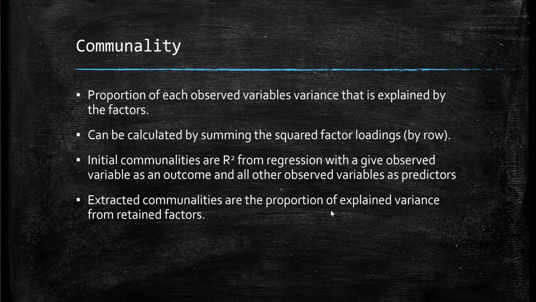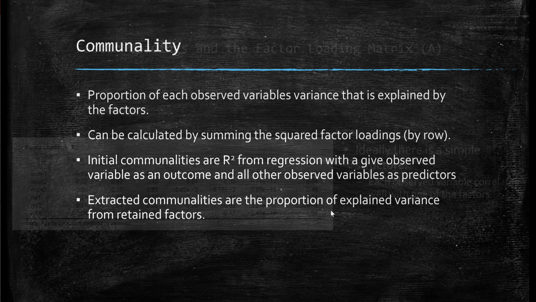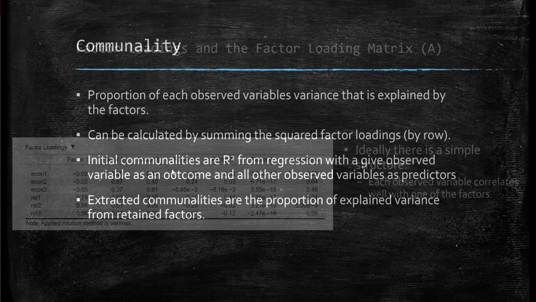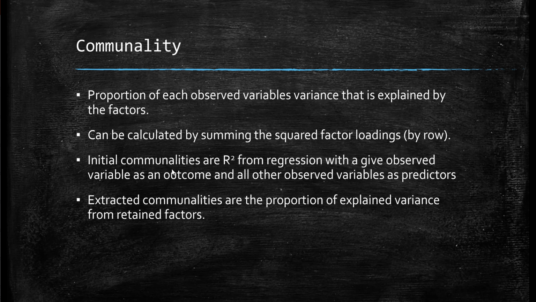So another important statistic in factor analysis is communality. Communality is the proportion of each observed variable's variance that is explained by the factors. So how much of each observed variable is explained by the factors collectively. And this can be calculated by squaring the factor loadings. So if you squared the factor loadings across a row, that is how you could, if you wanted to verify it, determine the communality estimate.